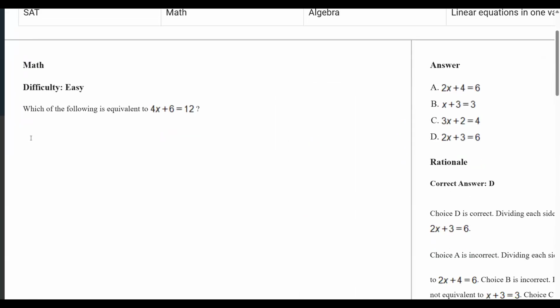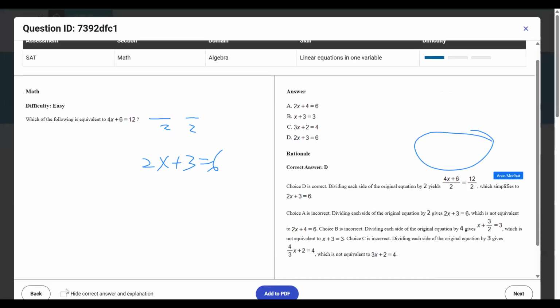So here it's asking about what's equivalent to 4x plus 6 equals 12. Here you can divide the whole equation by 2. Let's see what it's going to give us. 2x plus 3 equals 6. So this should be the answer, D. Let's go to the next question.